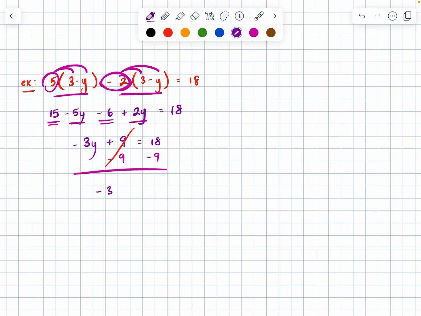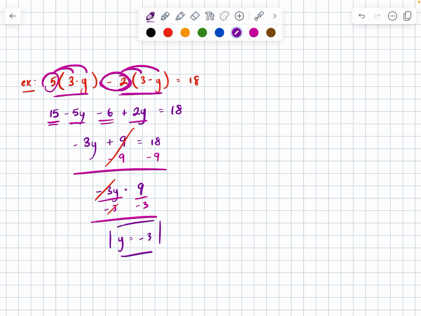Cancel out my 9's here. Negative 3y is going to be equal to 18 minus 9, which is just positive 9. And then I have negative 3y equals 9. Well, the thing standing between me and y by itself is this negative 3. It's connected by multiplication. We'll undo it with division. Y equals 9 divided by negative 3, which is just negative 3.